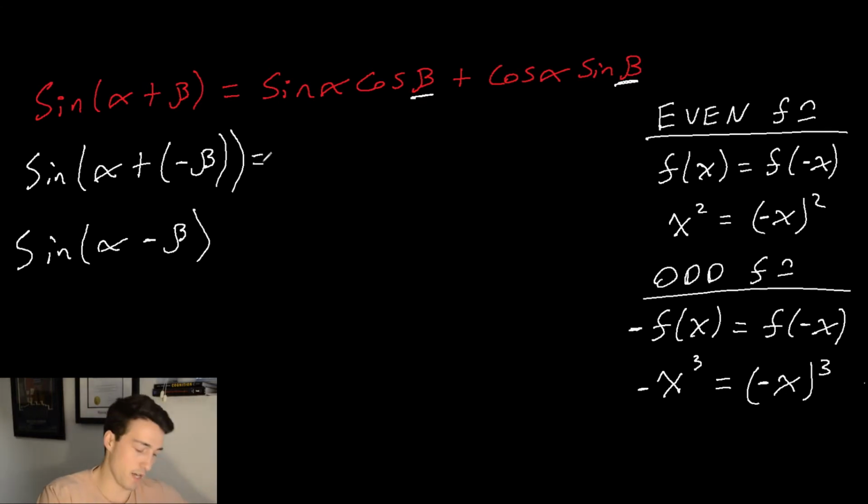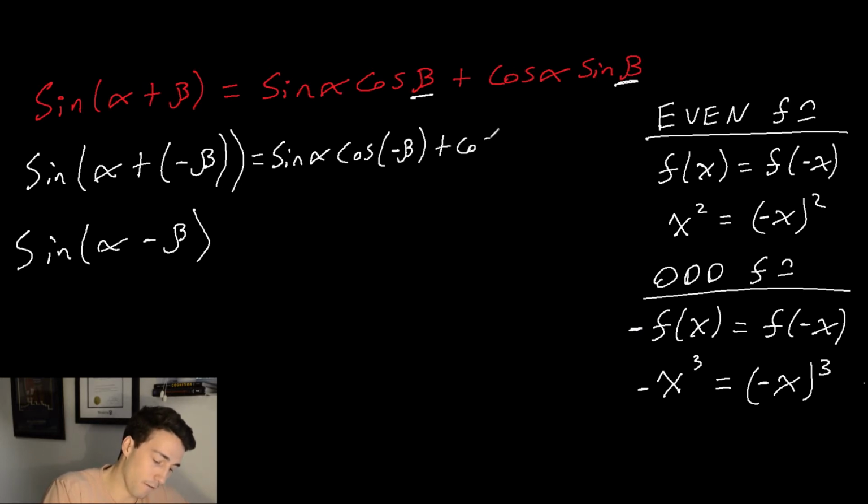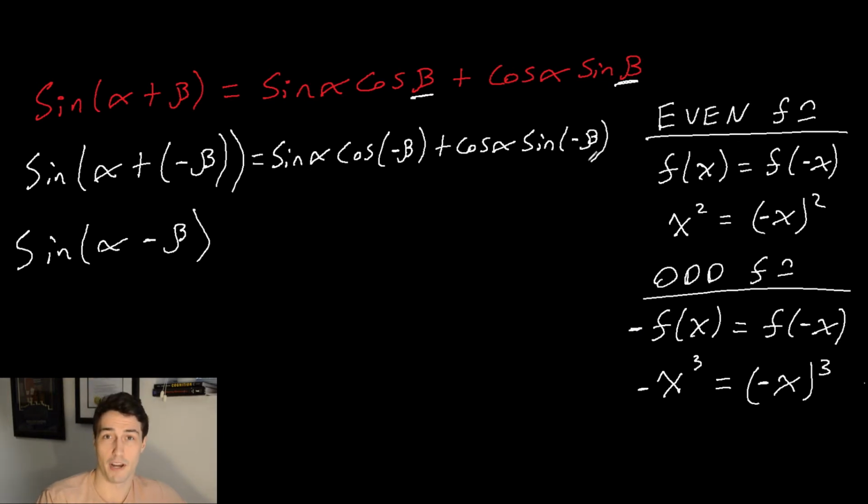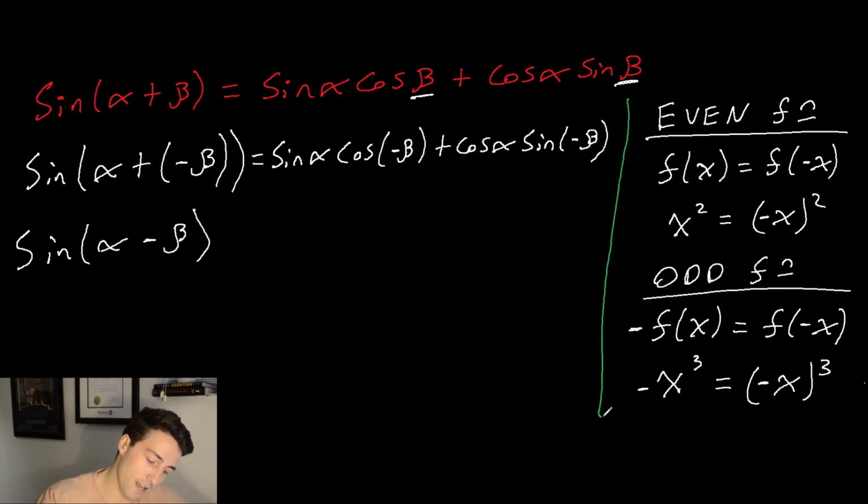So if we write this one out, it'll be sine of alpha, nothing's changing there, then cos of negative beta, plus cos of alpha, times sine of negative beta. And this is the important step. All we did was, instead of a positive beta, put in a negative beta for that angle. And this is where we're going to need to remember our properties of even and odd functions.